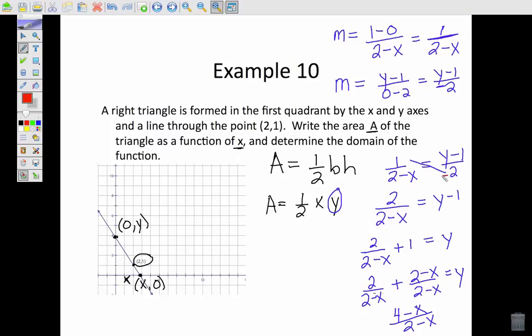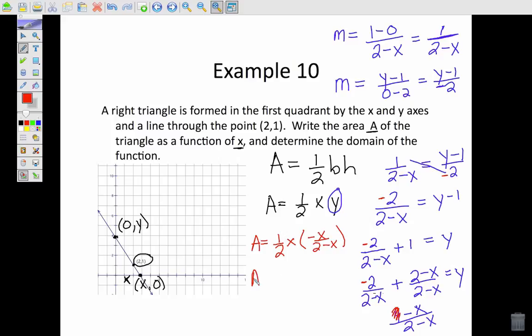And let's go back here. In my slope, my y minus 1 was over a negative 2. So I multiplied the negative 2 across. We're just going to make some adjustments here. So this is negative 2, this is negative 2. And now negative 2 plus 2, that's 0. So I just have negative x over 2 minus x. All right, that's what I'm going to substitute. So here's my final expression: y equals negative x over 2 minus x, and A equals 1/2 times x times negative x over 2 minus x.